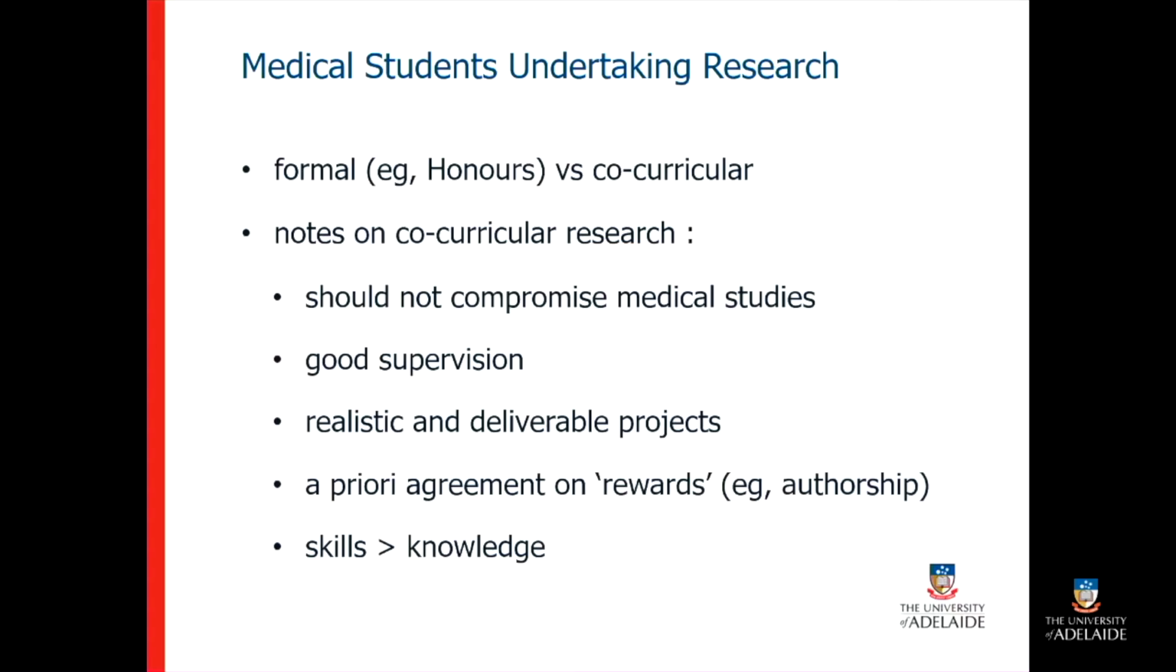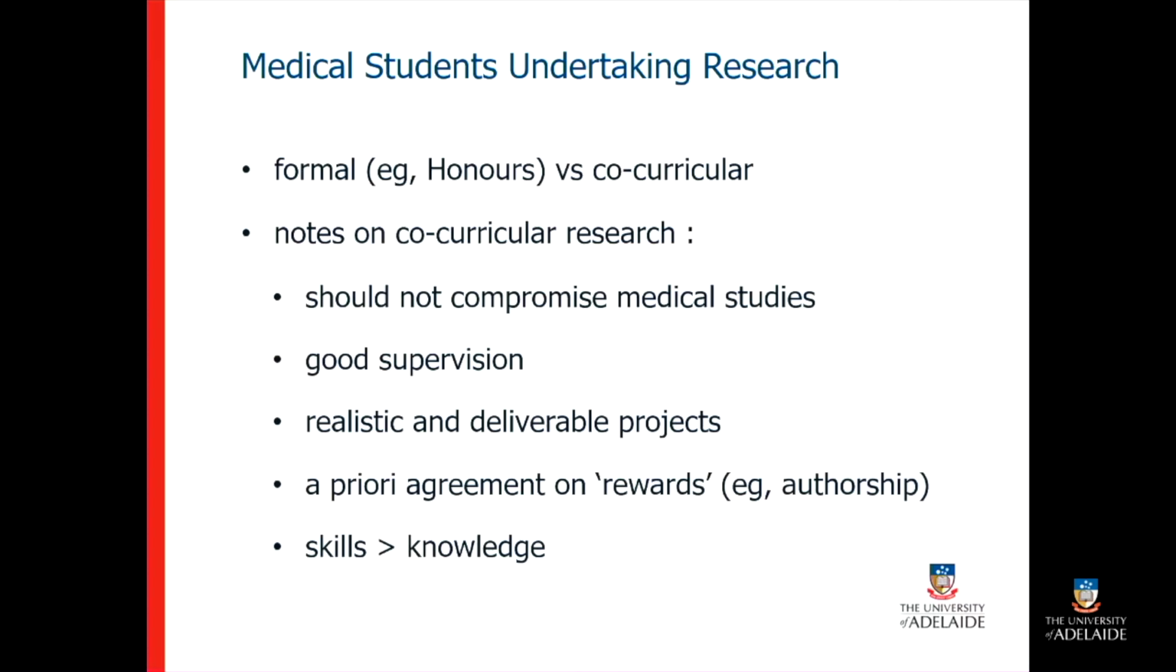But firstly, if you're doing co-curricular research, you can't compromise your primary studies. Secondly, you need to have good supervision. Brandon or Josh, for example, a strong supervisor group. As Josh said before, you need realistic and deliverable goals. So if you're doing a co-curricular piece of research, a clinical trial is probably more than you can chew, yeah? Small, circumscribed, deliverable. And you want some a priori agreement about what the benefits are to you and your partners.